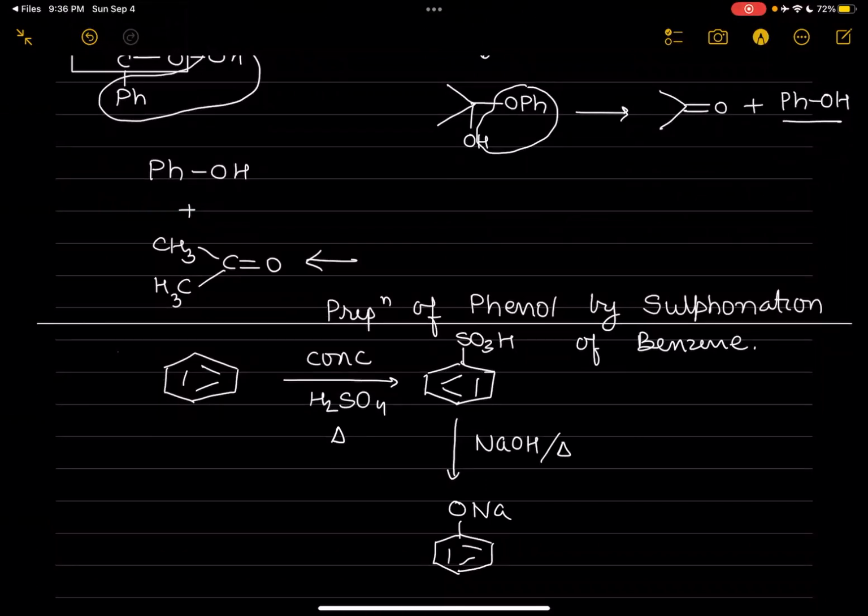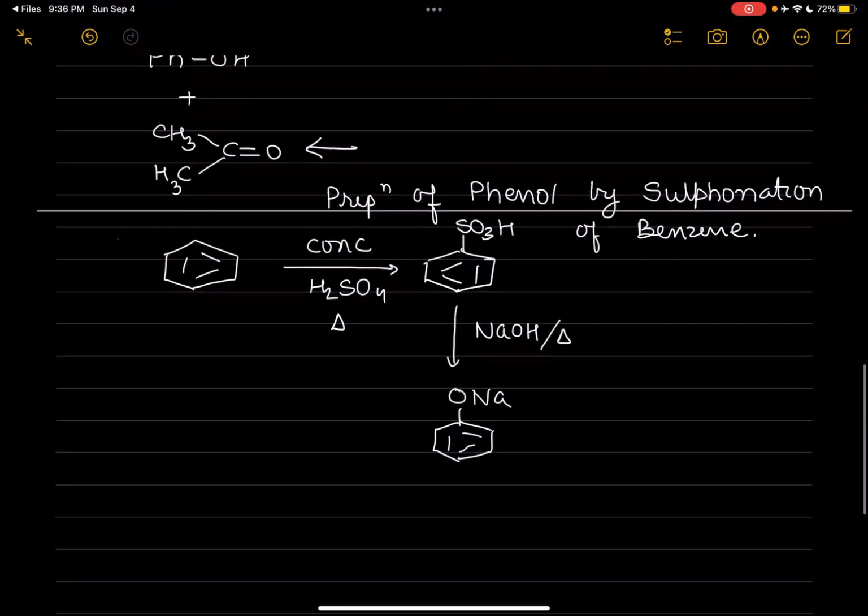Actually you get OH, but because it is a basic medium, that H plus will be replaced by Na. So it is sodium phenoxide, and you take protonated water that gives you OH. Is it clear?